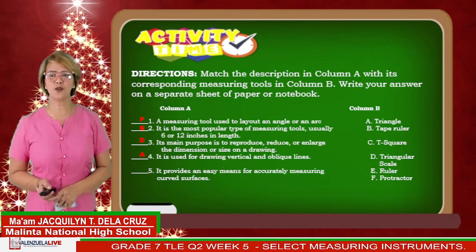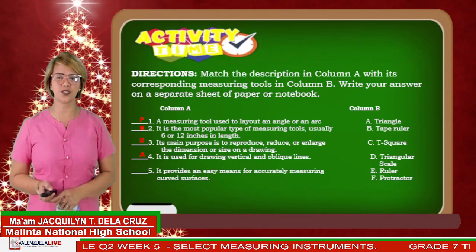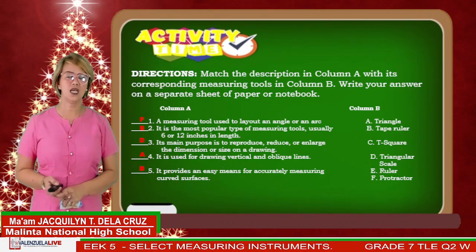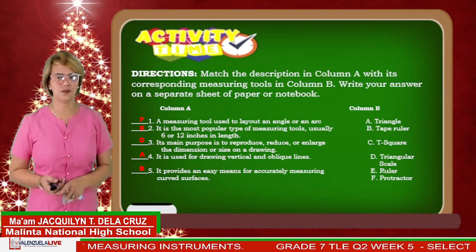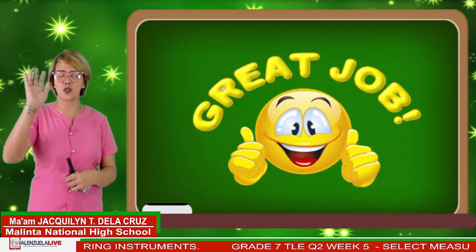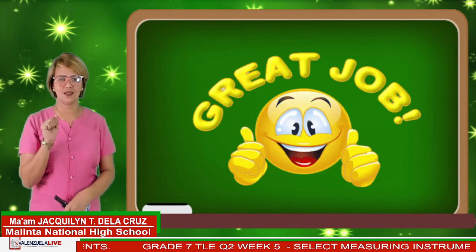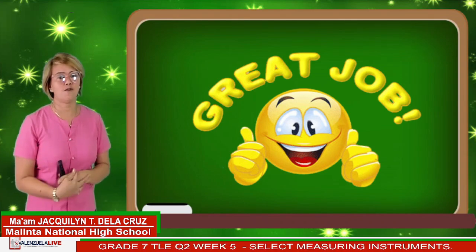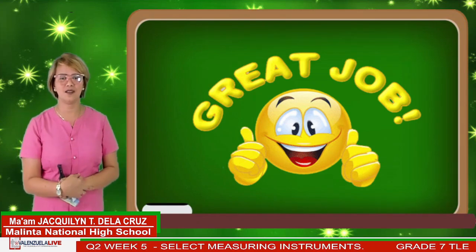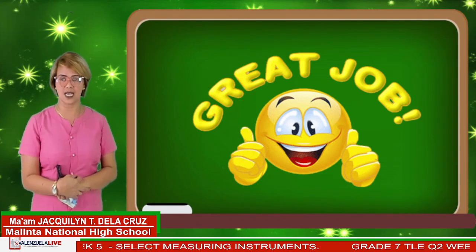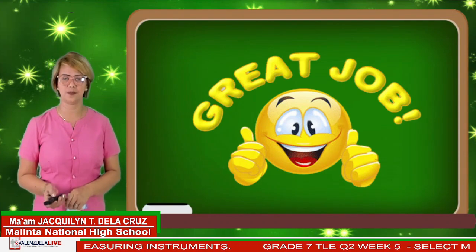Measuring curved surfaces? The answer is letter B, tape ruler. Give the answer for 5. If you got 5 over 5, please react hard. If you are 4 over 5, comment smiley and thumbs up. To score 3 and below, great job, everyone. You're all awesome.